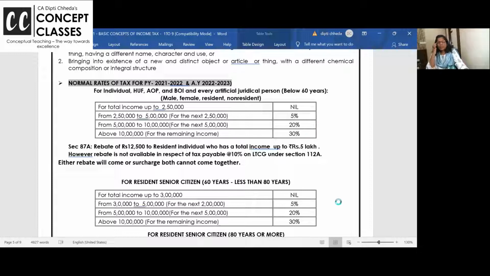These rates you have to remember, and over a period you'll be able to do it. Don't worry. Today is your very first class. So for every problem, you refer to the table. Up to 2,50,000, nil. 2,50,000 to 5 lakh, 5%. 5 lakh to 10 lakh, 20%. Above 10 lakh, 30%. What is rebate, surcharge? These are both beautiful factors, we will look at them tomorrow.